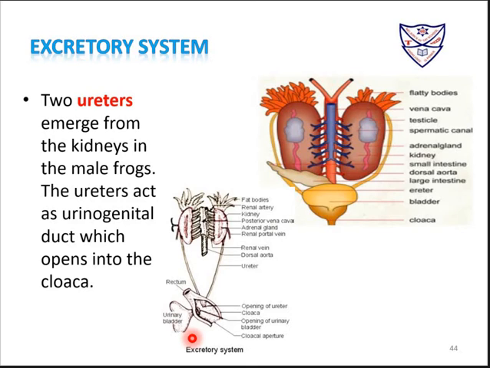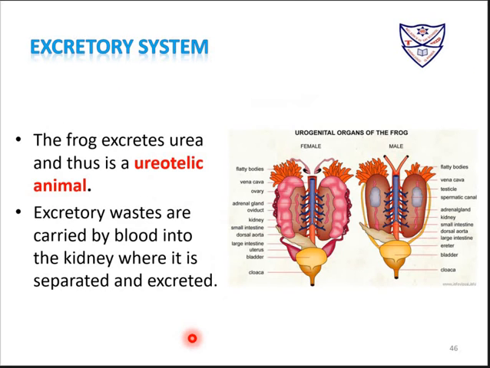The thin-walled urinary bladder is present ventral to the rectum, which also opens in the cloaca. Because the frog excretes waste in the form of urea, it is called a ureotelic animal. The excretory wastes are carried by blood to the kidney where they are separated and excreted.